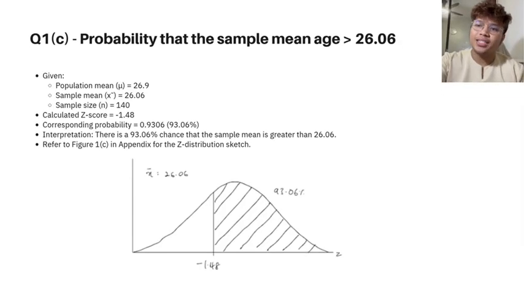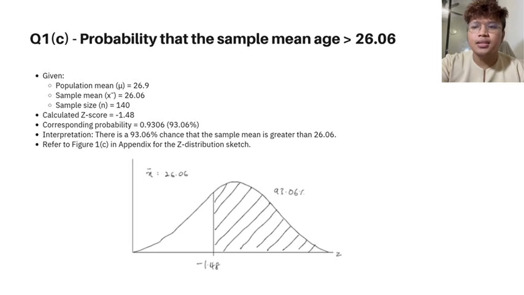Okay, next for question 1c, probability that the sample mean age is more than 26.06. Next, we wanted to calculate the probability that the sample mean age is greater than 26.06 years. So we were given a population mean of 26.9 and the sample mean is 26.06 and the sample size, which is n, is 140. We calculated the z-score, which came up to negative 1.48. Using the z-score, we found the corresponding probability to be 0.9306 or 93.06%.